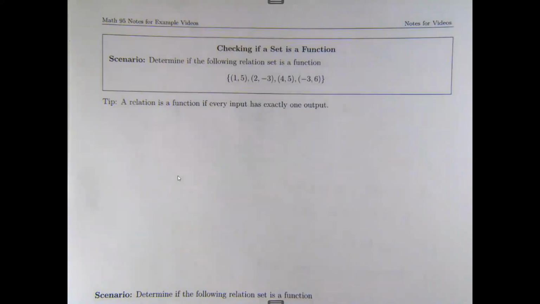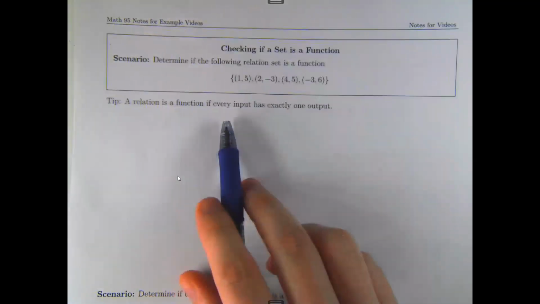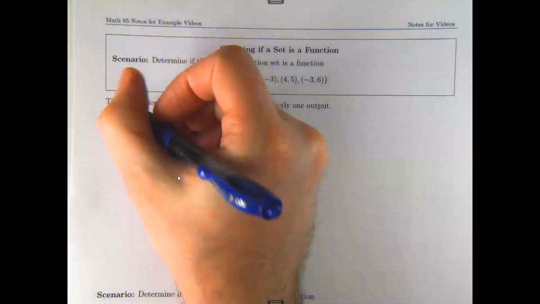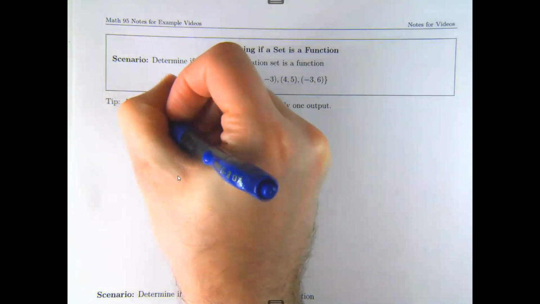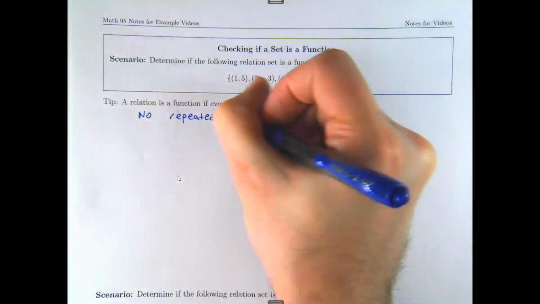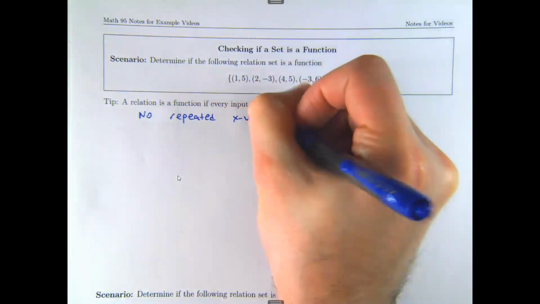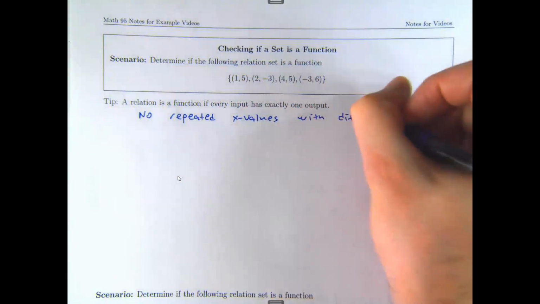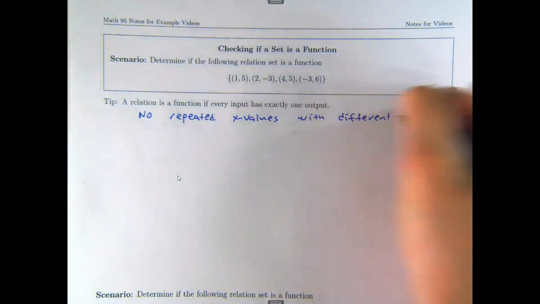Let's take a look to determine which relationships are functions and which relationships are not functions. So a function, every input has exactly one output. Another way to say this is there are no repeated x values with different y values.